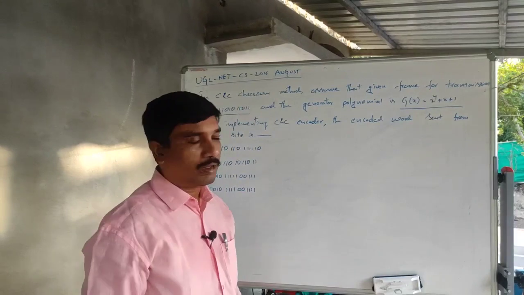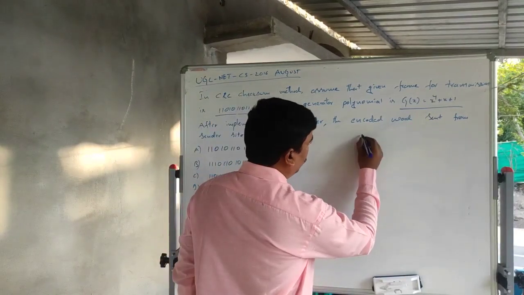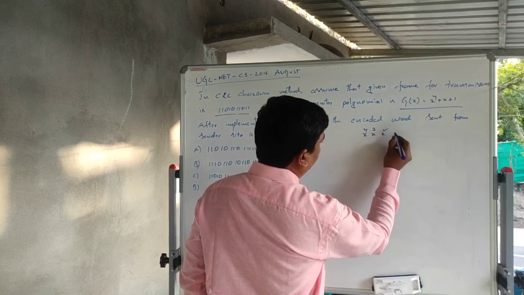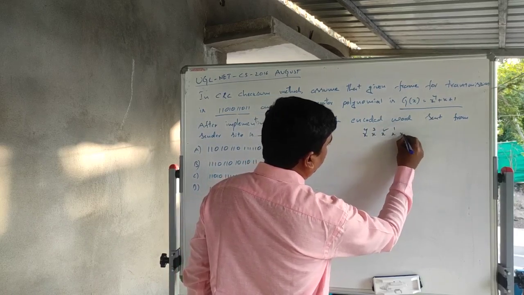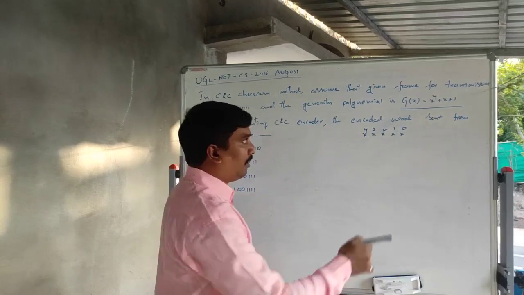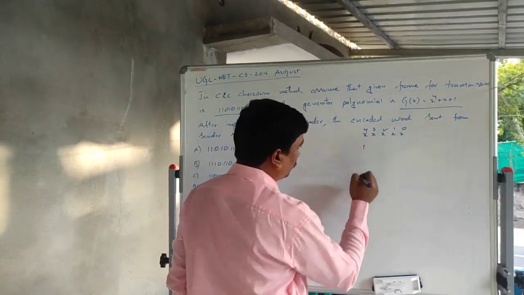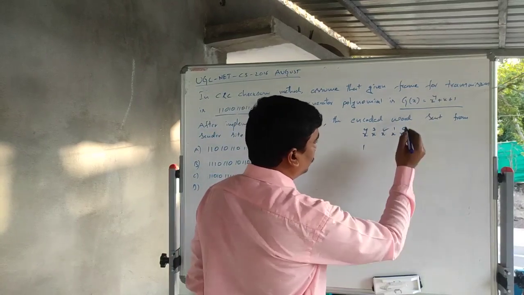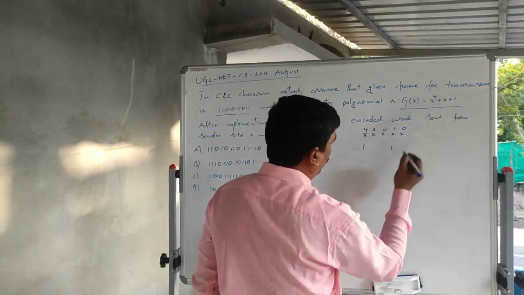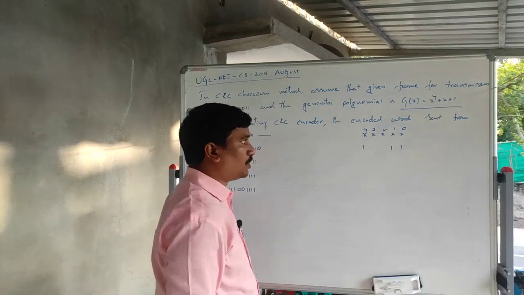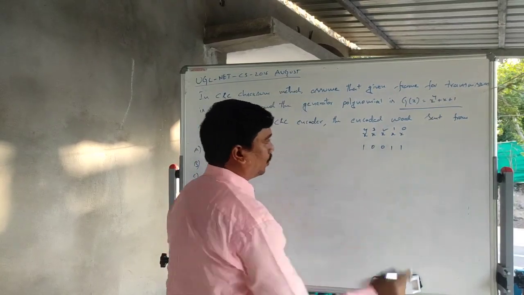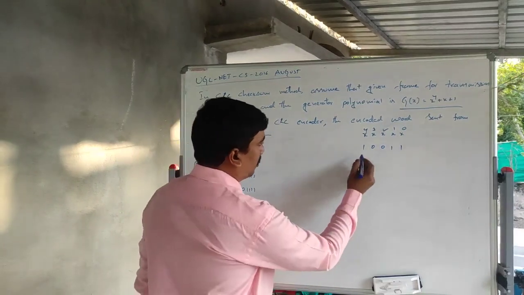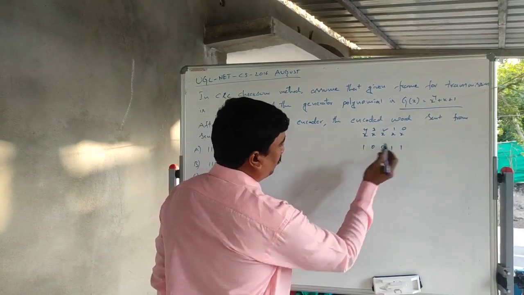First we will check the polynomial. We will write the polynomial x power 4, x power 3, x square, x power 1 and x power 0. The given polynomial is x power 4, simply put it as a 1, and x, so this is the 1, and 1 in the sense x power 0. The remaining case is 0, right? Total how many bits in the generator polynomial? 5 bits. 1 2 3 4 5 bits.